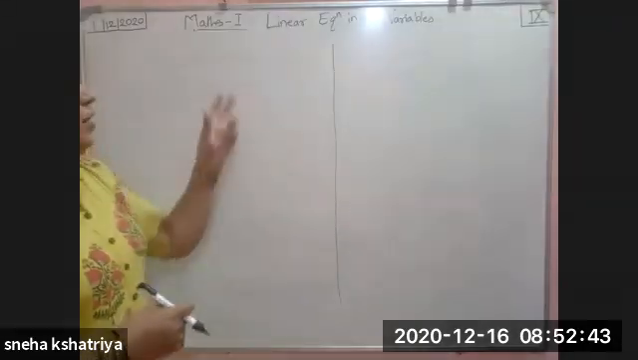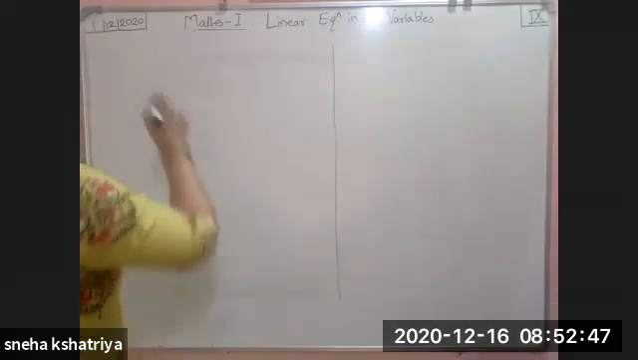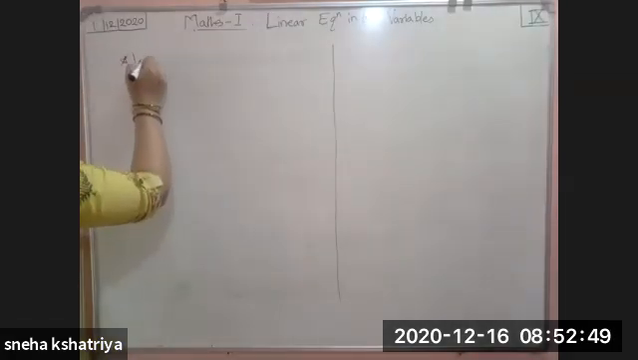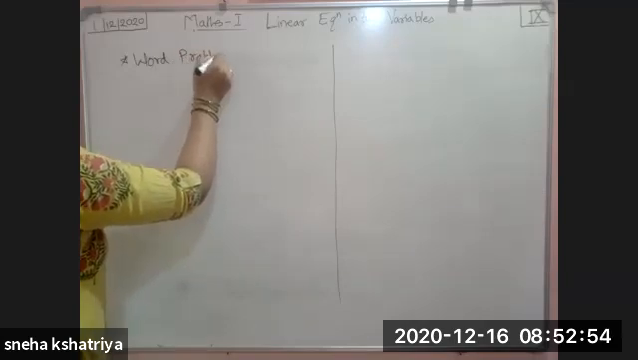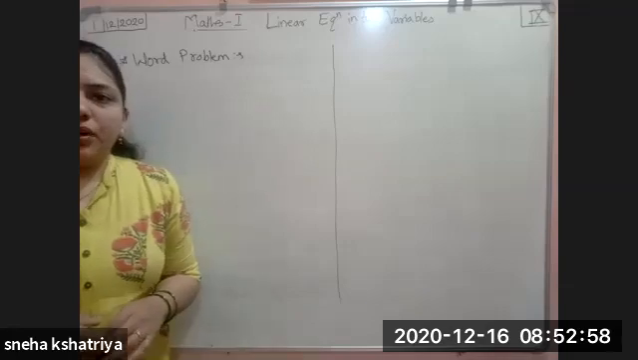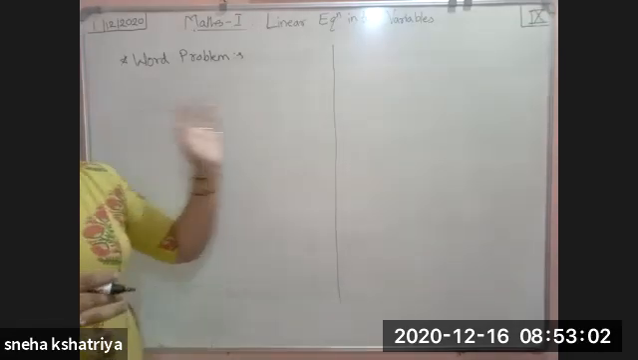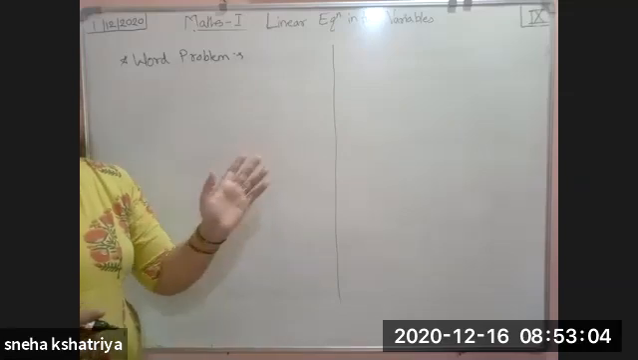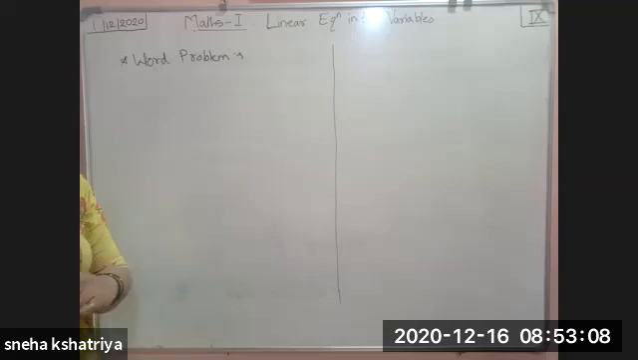Our new part from this chapter, linear equations in two variables, is word problems. Whenever a word problem comes, we get tense because you have everything in theoretical form, and then you have to find out the equations, and then you have to solve the example.